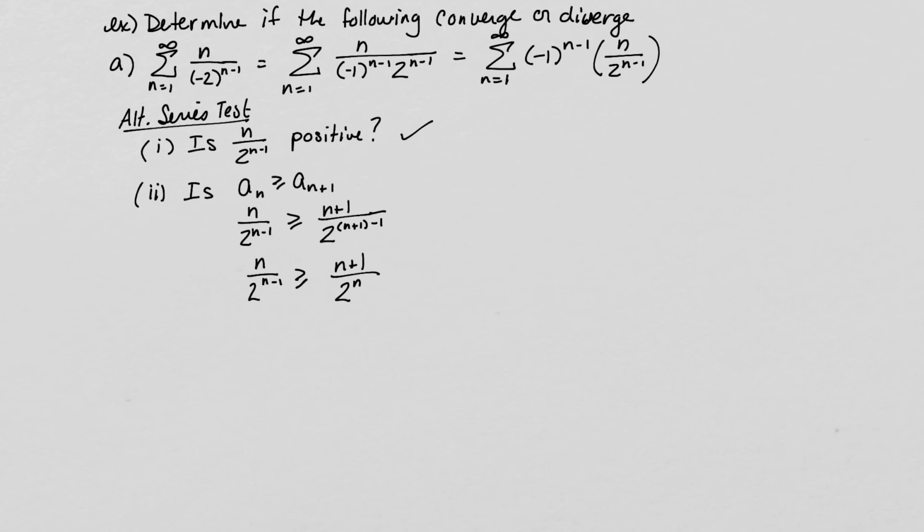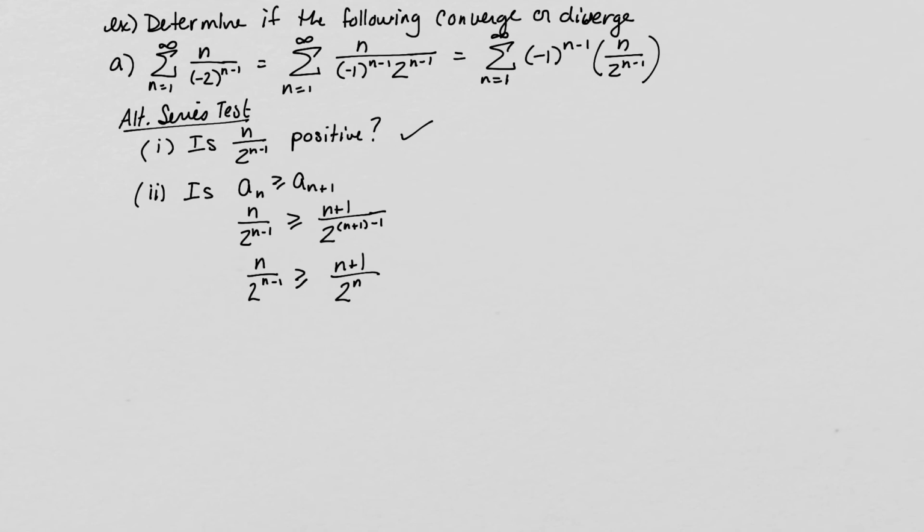And remember, you have a couple choices. One of the choices you could do is you could graph. You could look at it as if it was a function. So you could graph n over 2 to the n minus 1 and see if it's a decreasing function. You can reason it out. So if you're able to be like, yeah, I believe it, I can see how that works.